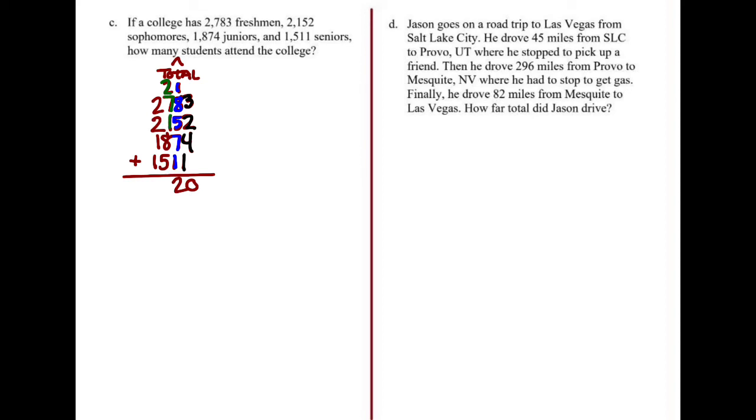Okay, now I'm going to add the 8 and the 5. So there's 13 plus the 10 is 23. Carry the 2. In this case, 2, 4, 6, and these two make 8. So 2, 4, 6, 8. All right, so 8,320 students attend the college.